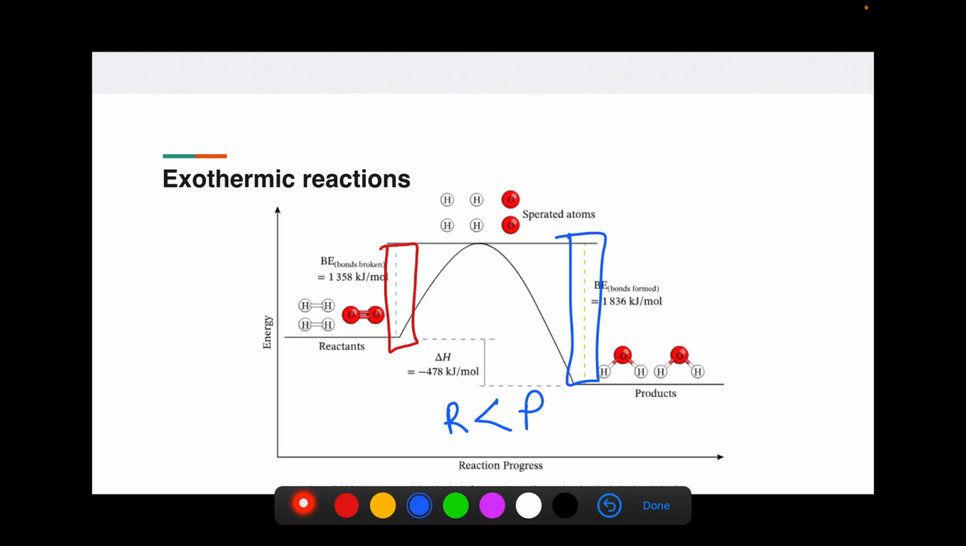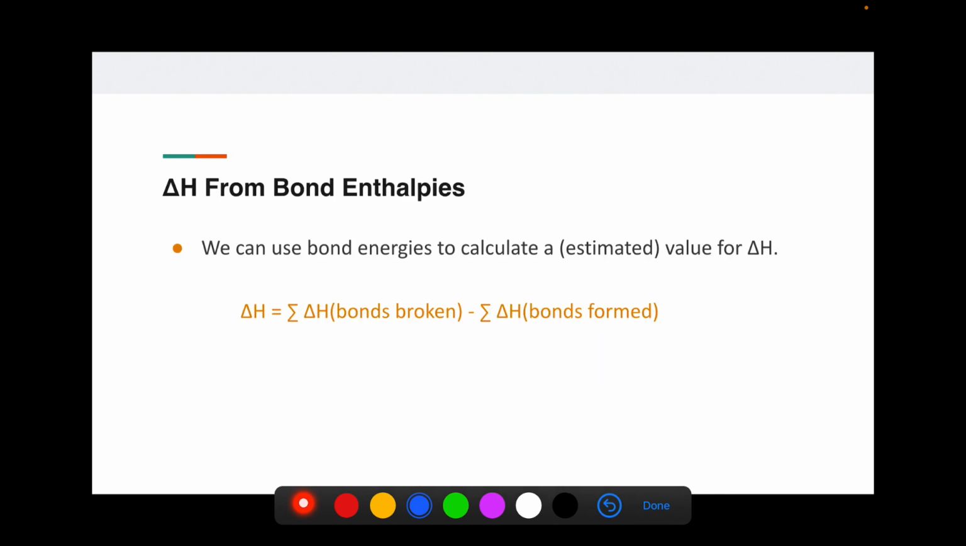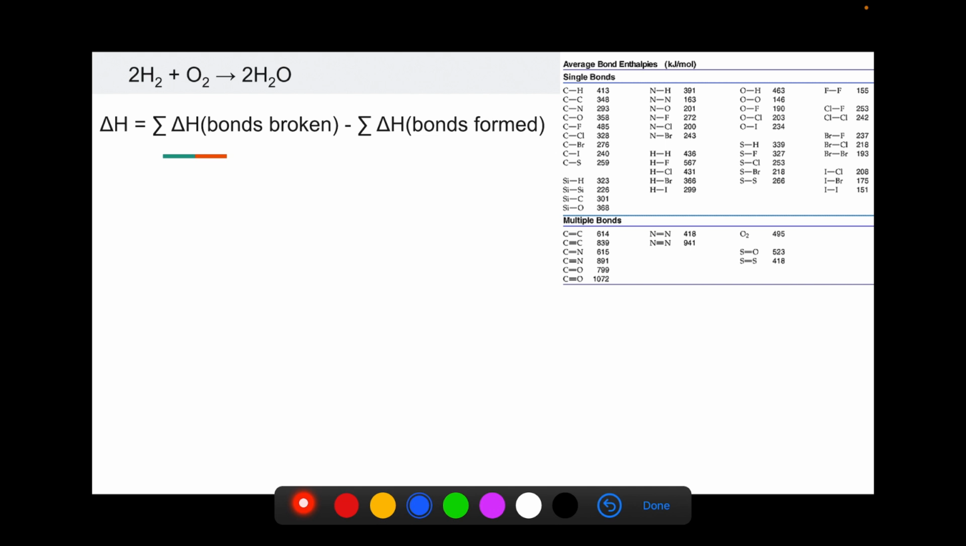It will be exothermic. We can also quantify this and use bond energies to calculate an estimated value for enthalpy of reaction, or delta H. That calculation can be done using the equation shown here. In this case, we're taking the energy that went in to break reactant bonds and subtracting from it the energy we get out when product bonds form. Let's look at an example together.